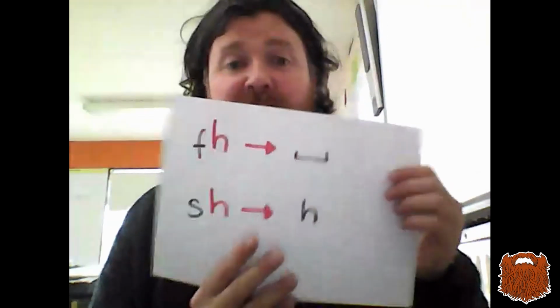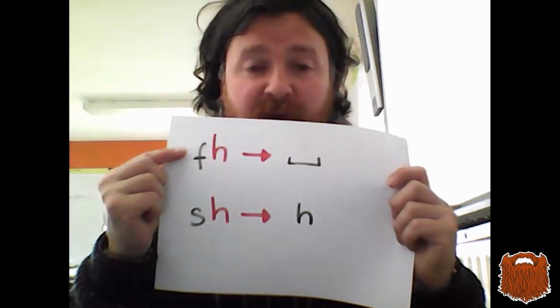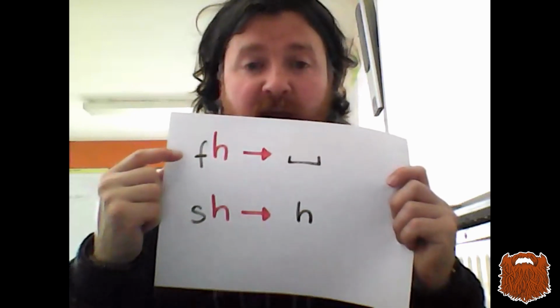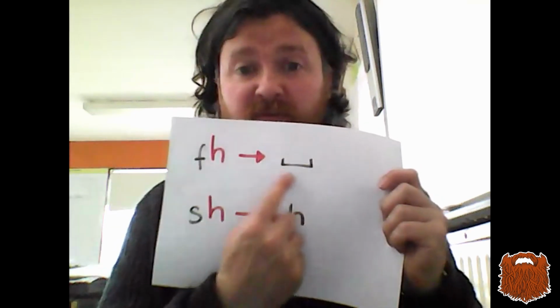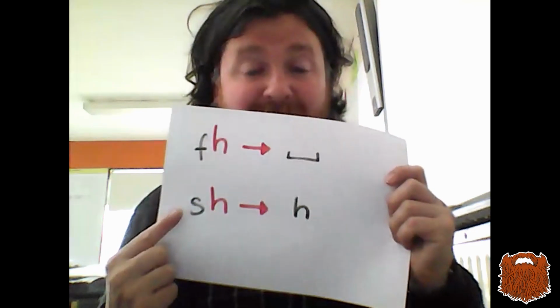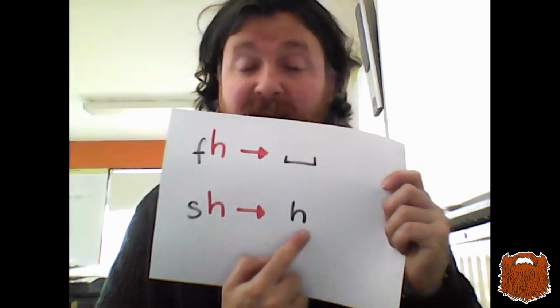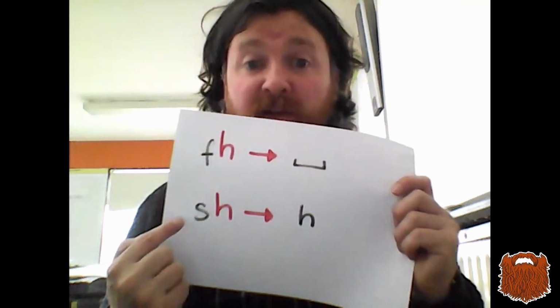The next one is the F séimhiú, so the F with the H, and that makes no sound at all, so that's why that's there. And the SH just makes the H sound, so the S becomes silent. Okay, so hopefully that'll be clear when I go through the spellings.